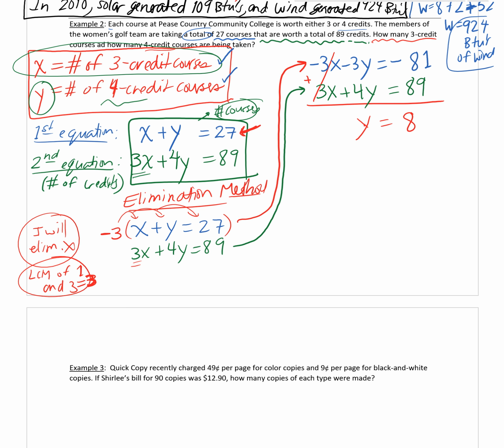And this is where I got to look back and say, what did y represent again? Well, it's a good thing I wrote it here in this box. Y is the number of 4 credit courses. So they took 8 4-credit courses. I'll probably have to write this as a sentence later, but it's good to keep that in mind. So now I know y is 8.